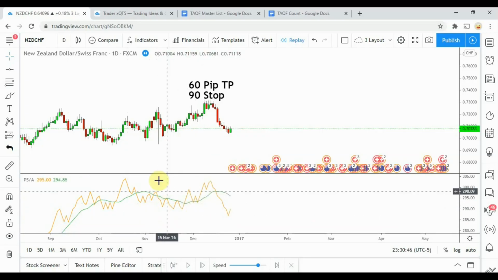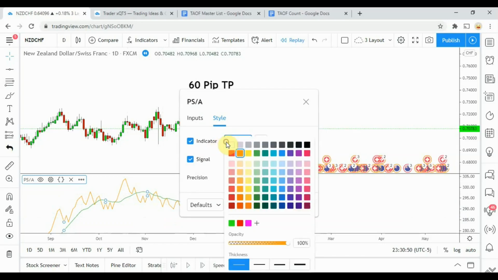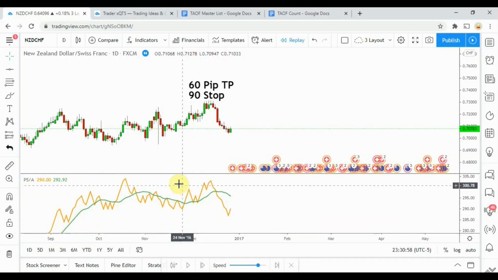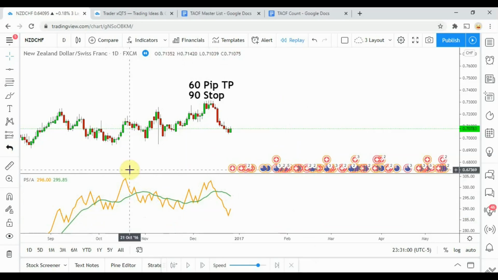So today's indicator, like I said, is the price, speed, and acceleration indicator. This is what it looks like here on screen. Basically what I did was I went in and I bumped up the line weights of the two lines. This is a 2-line cross indicator, as you can see on the screen.